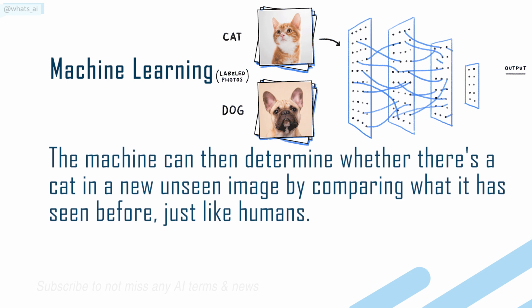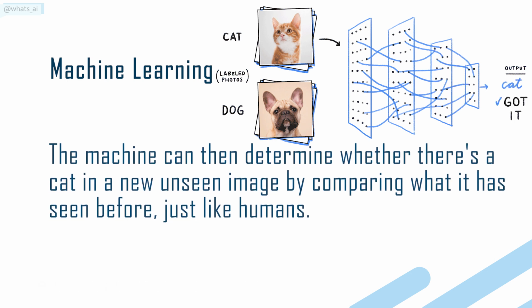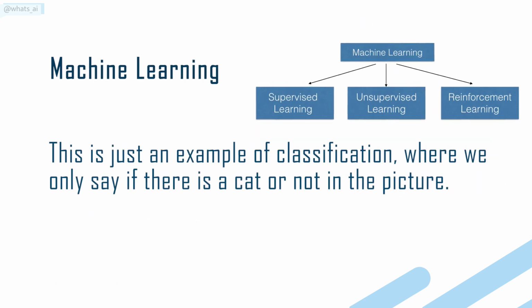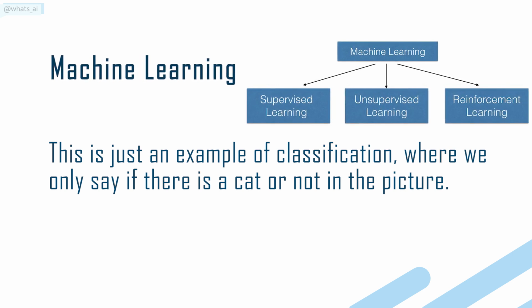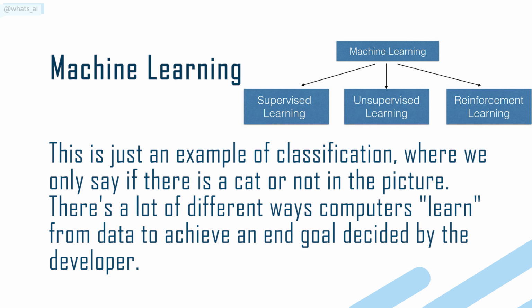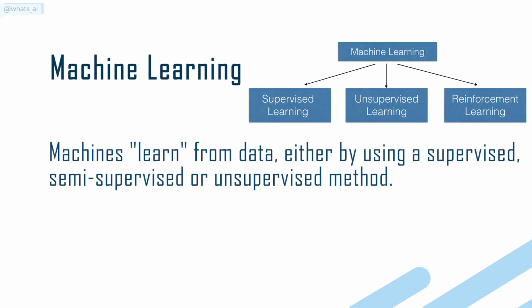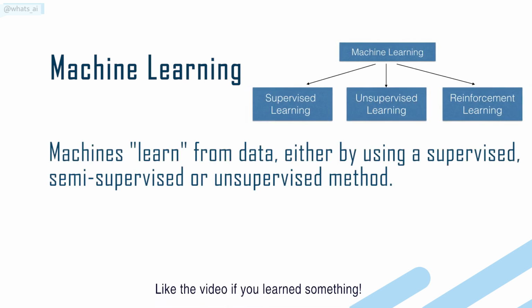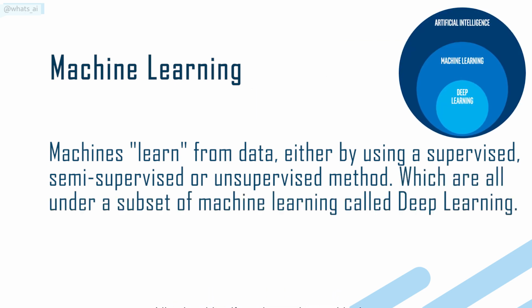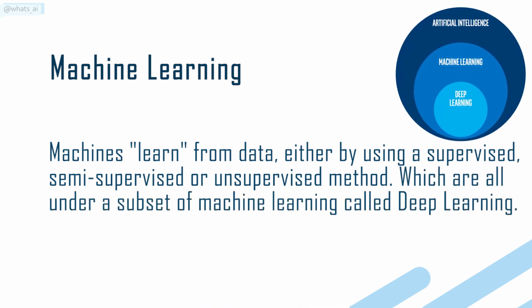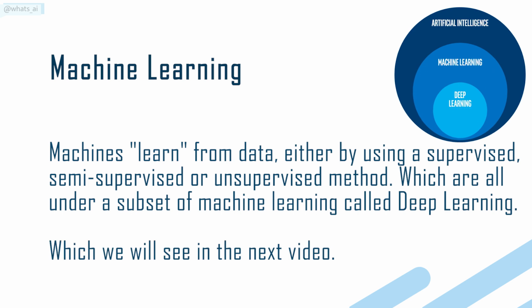by comparing what it has seen before, just like humans. This is just an example of classification, where we only say if there is a cat or not in the picture. There's a lot of different ways computers learn from data to achieve an end goal decided by the developer. Machines learn from data, either by using a supervised, semi-supervised or unsupervised method, which are all under a subset of machine learning called deep learning, which we will see in the next video.